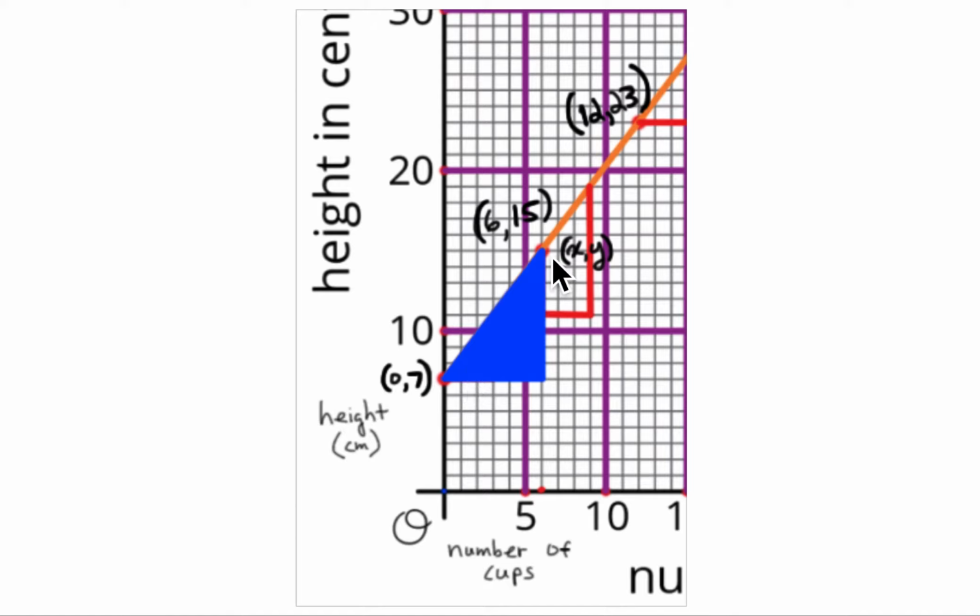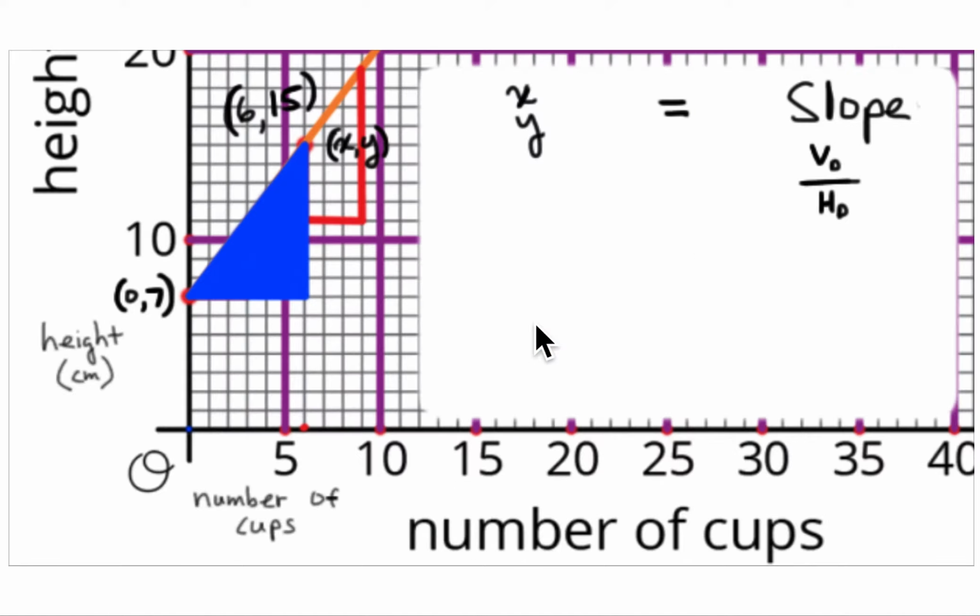So it's that ratio of 8 centimeters to 6 cups, and that simplifies to 4 centimeters for 3 cups, or 4/3. The vertical height is 4/3 the horizontal number of cups. All right, so now how do you get the equation? So that's the slope.